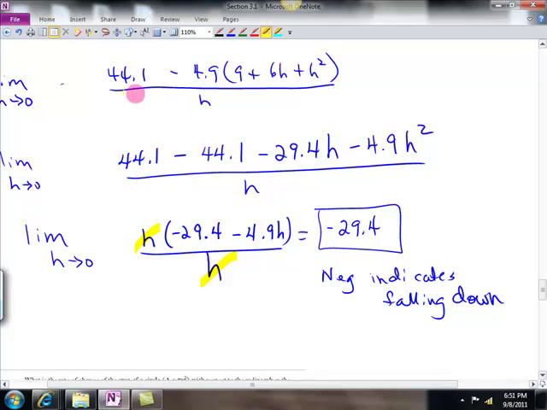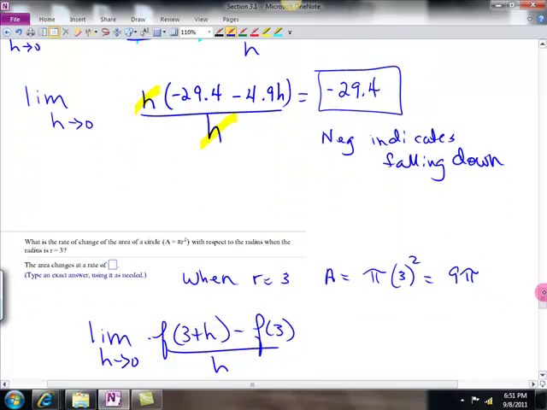Okay. So when you distribute correctly, you get this, and then these cancel out. Factor out h, you got negative 29.4 minus 4.9h. When h goes to 0, you are left with negative 29.4. The negative indicates that it's falling down. Okay?